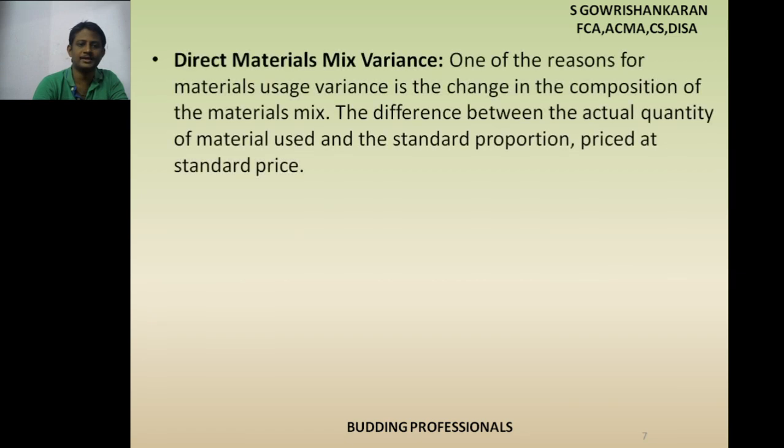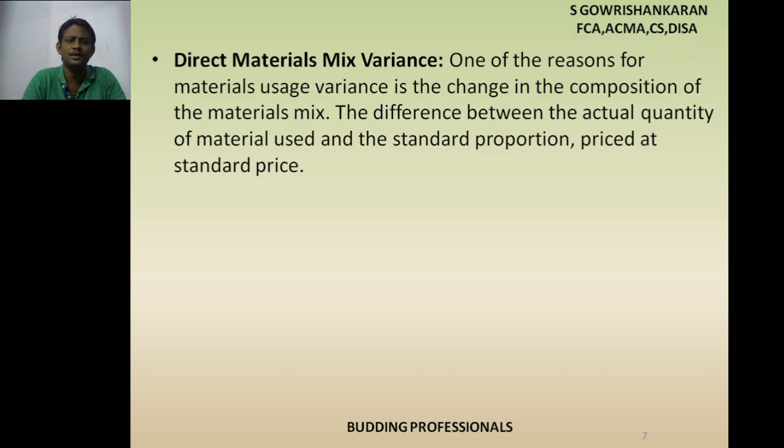Then what about the next one? Direct material mix variance. What is this mix variance? When will mix or sub usage or yield come, normally? Mix variance: if you have only one raw material, then mix will not come.